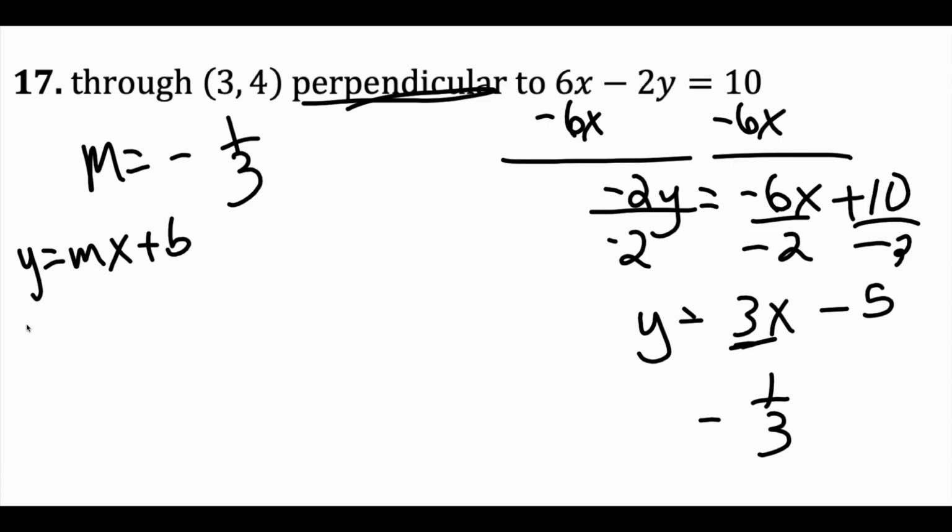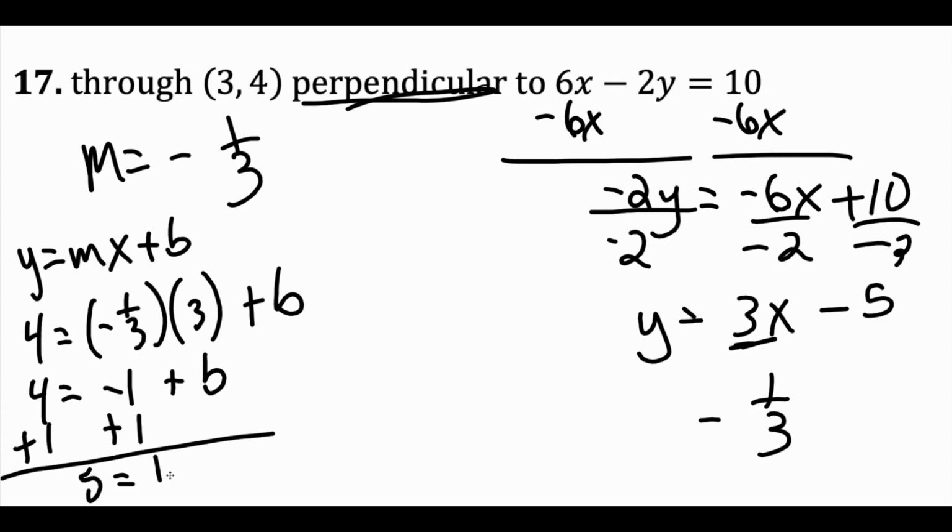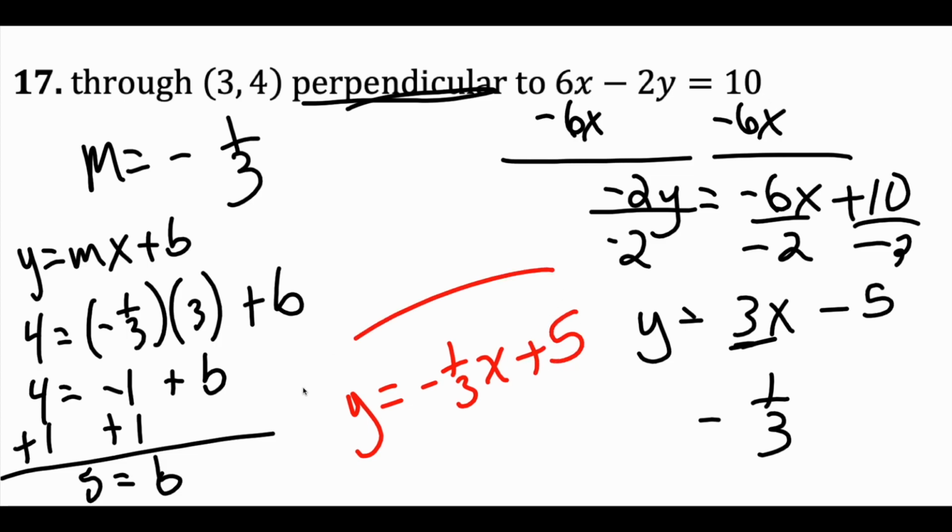So one more time here, the y value is 4. My slope is negative 1/3. X is 3. And I need to solve this for b. So 4, use your calculator, negative 1/3 times 3 is a negative 1. Add that guy over to the other side. We get that b is equal to 5. So final answer here, let me change the color to make it stand out a little better. Y equals negative 1/3 x plus 5. Final answer.